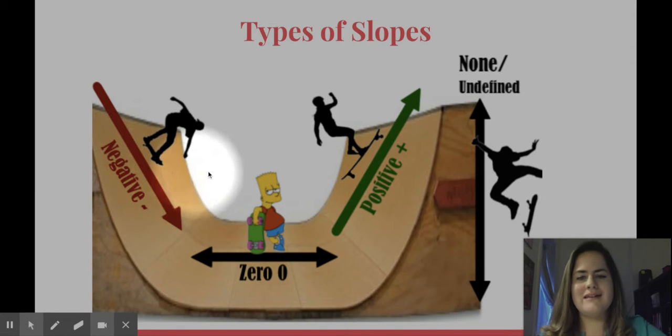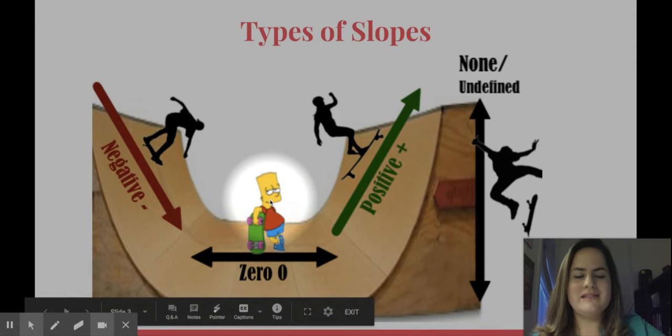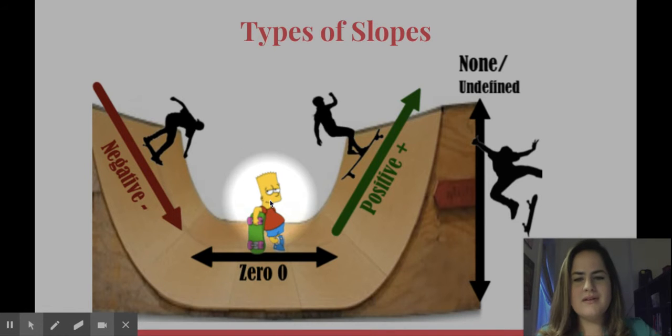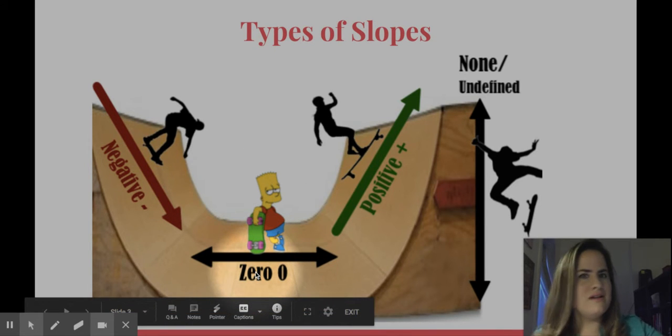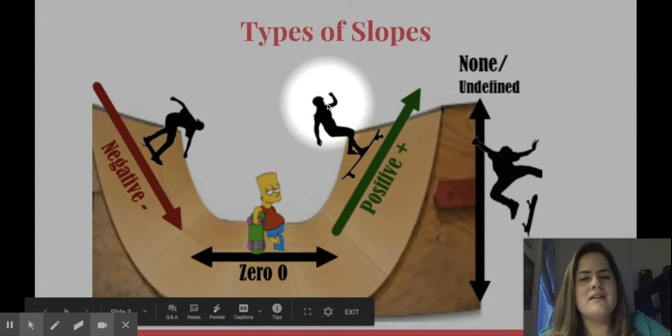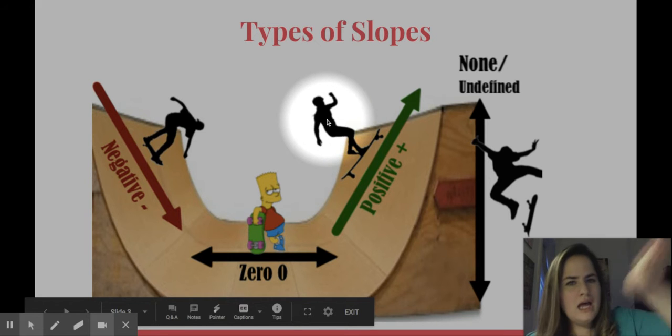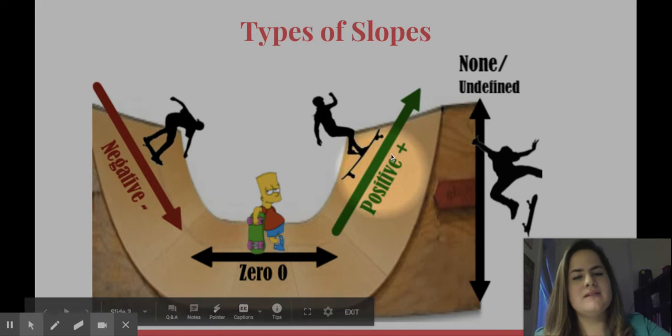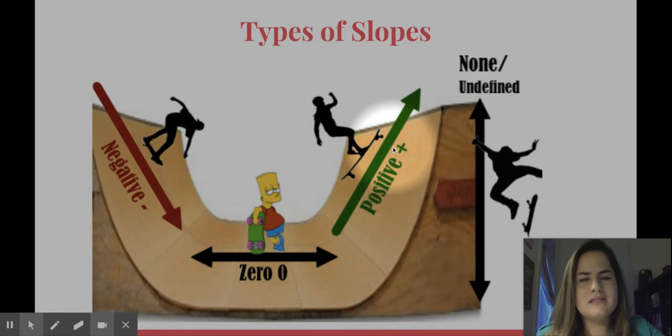The second kind of slope is the kind that Bart Simpson is skating on, although he's not really skating because he has come to a stop, because that is a 0 slope. It's not going up, it's not going down, so it's not positive or negative. It's 0. And then the third kind is when our skateboarder is going uphill. That's going to be a positive slope.